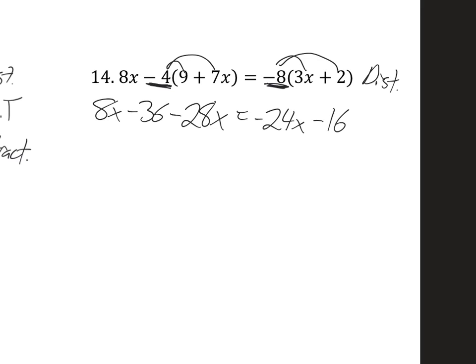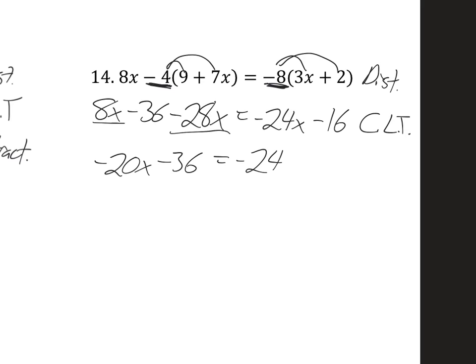Okay, next we are going to combine like terms. So we're going to put together this piece and this piece. So 8 minus 28 is negative 20x minus 36 equals negative 24x minus 16. Now, I want to make all of my x's positive, so I'm going to add. I'm going to add 24x to both sides.